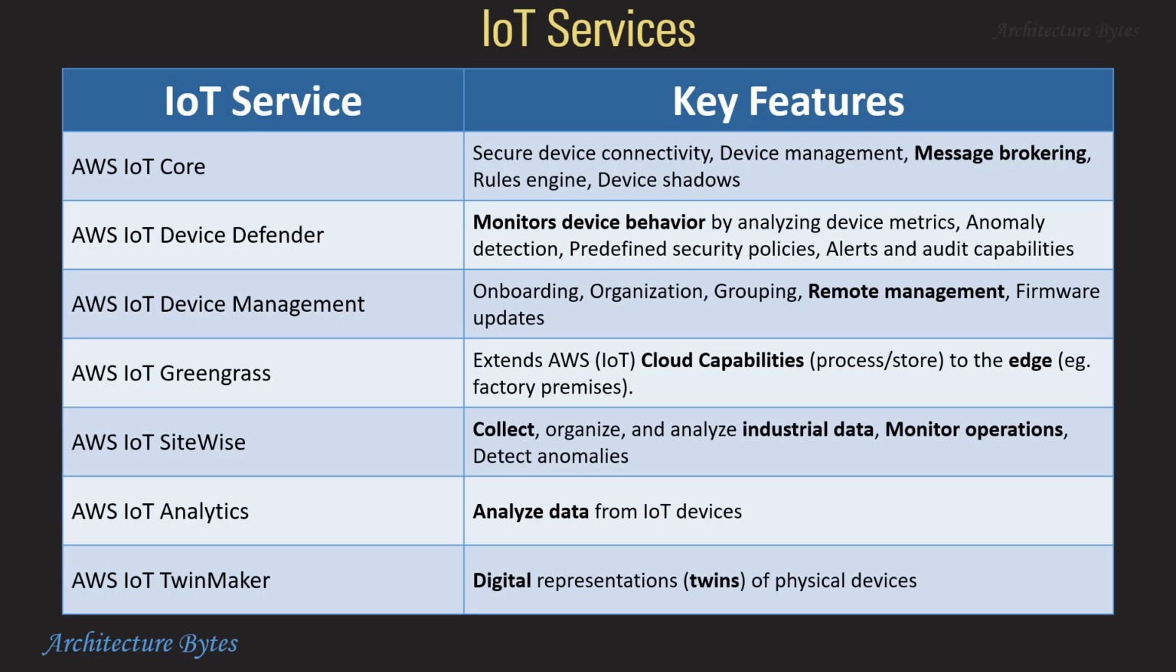Let's look at various IoT services. AWS IoT Core is a message broker and has other features like Rules Engine. IoT Device Defender can monitor device behavior for security. IoT Device Management provides remote device management. IoT Greengrass extends AWS IoT cloud capabilities to the edge. IoT SiteWise can collect, organize, and analyze industrial data, monitor operations, and detect anomalies. IoT Analytics is for analyzing data from IoT devices, and IoT TwinMaker provides digital representation of physical devices.